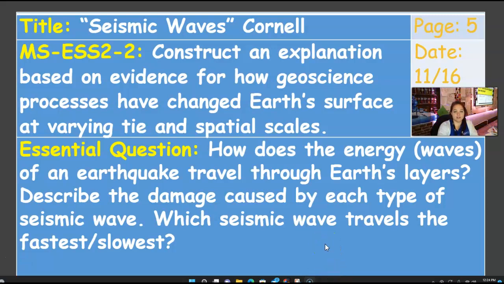Hello. All right, so we're going to do the next page of notes, page 5, seismic waves. Just double check to make sure everything matches up. Again, put on page 5. The date that we did this was 11/16.